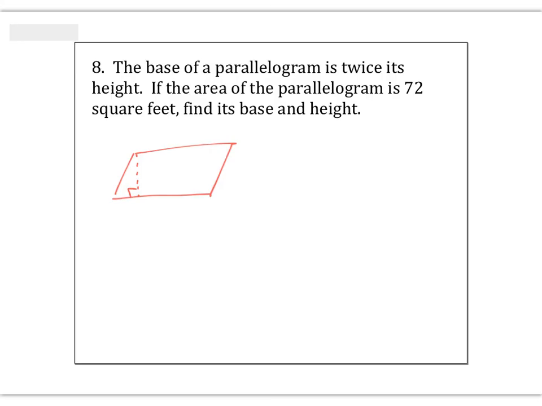Well, we don't know the base or the height. This is kind of strange, but we do know the base is twice the height. So let's call the height H. That means this down here would be 2H because it has to be twice as much as the height. So keywords, area, parallelogram. We have a formula for that. Area equals base times height.